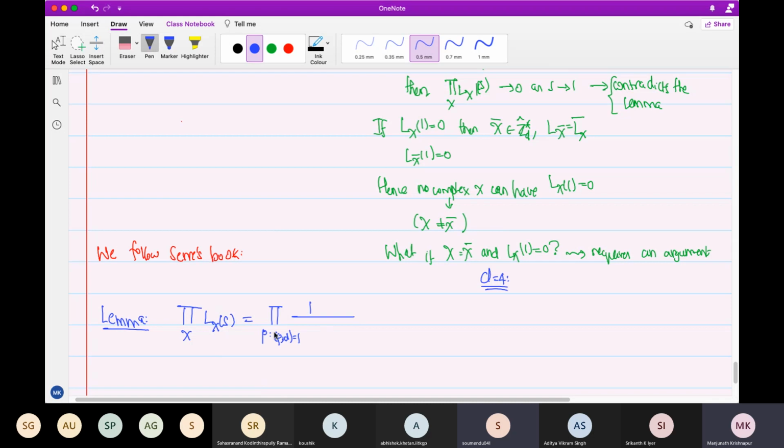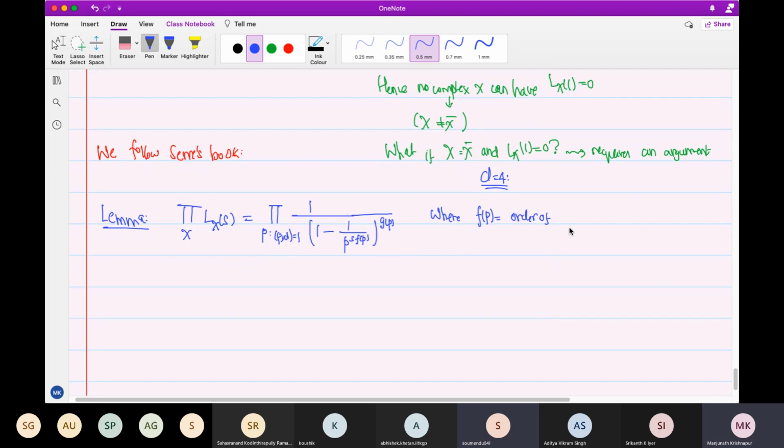So L chi is the product over all primes that are coprime to D, that is, those that don't divide D, of 1 minus 1 by p to the s times f of p, the whole raised to the power g of p. Here f of p is the order of p in ZD star, and g of p is the size of ZD star divided by f of p, which is phi of d.